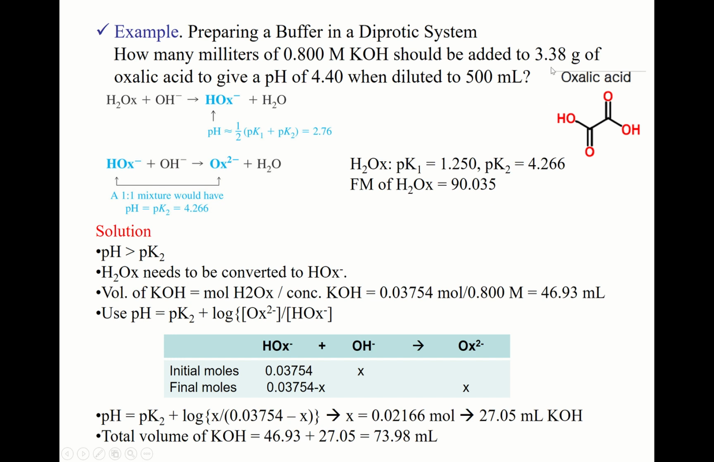90.035. Okay, so 3.38 grams divided by this molecular weight gives the moles of oxalic acid. Okay, and also that's the moles of potassium hydroxide. And the volume is what? We divide by the concentration.